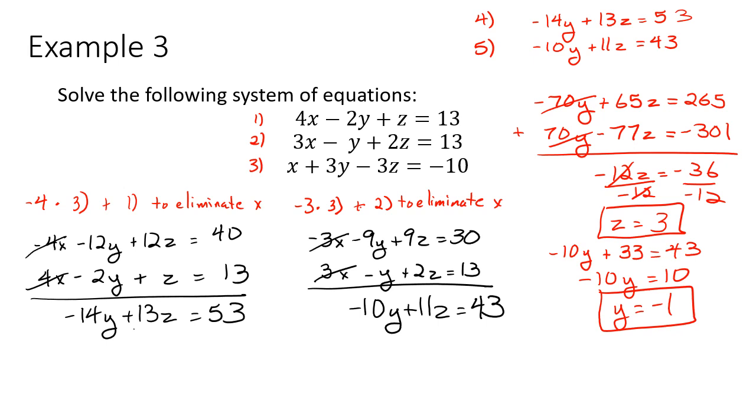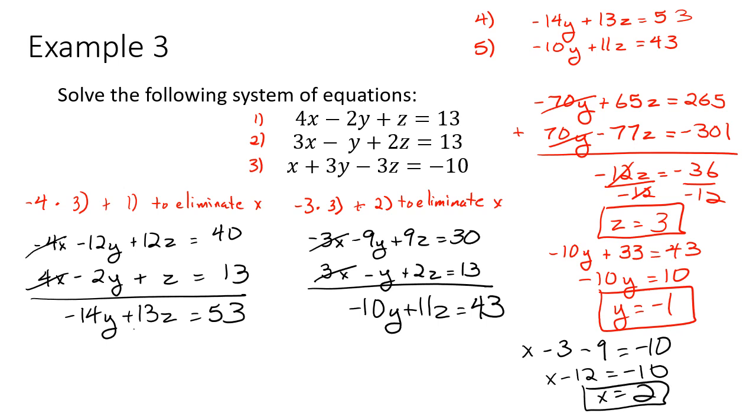And now we just need to plug both of those into one of the original equations to solve for x. And I'm going to choose the bottom one just because, again, x has no coefficient there. So if I plug both of these into equation 3, we're going to have x plus 3y, which is 3 times negative 1, so it's going to turn into a minus 3, minus 3 times z, minus 3 times 3 would be 9, is equal to negative 10. Add 12 to both sides.